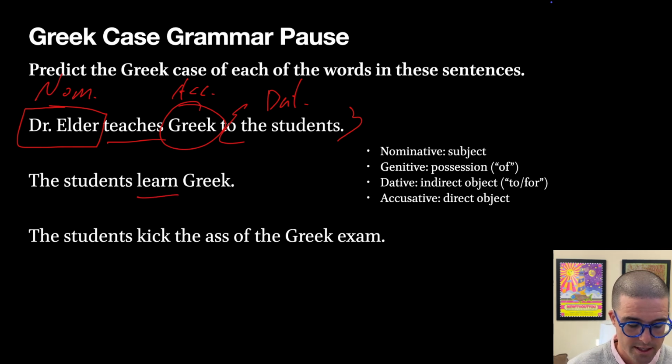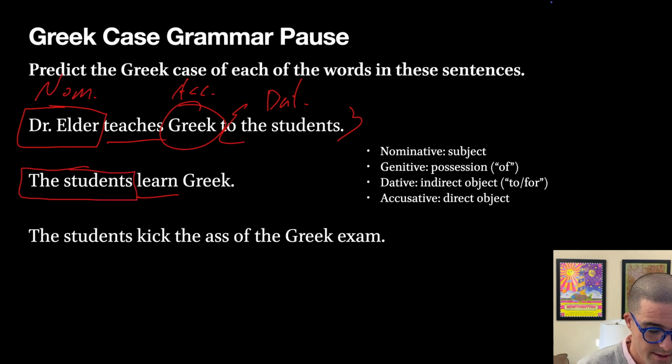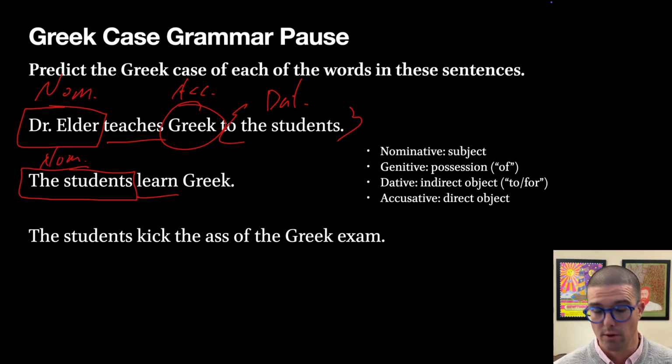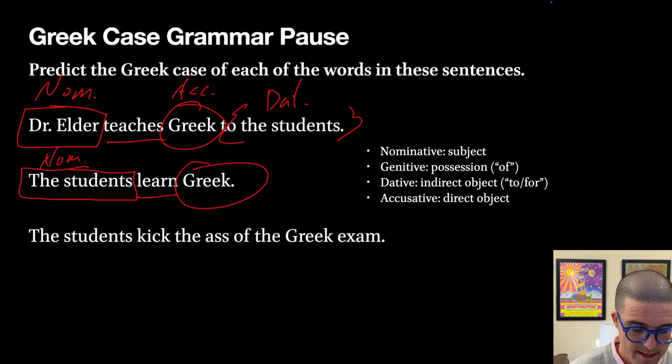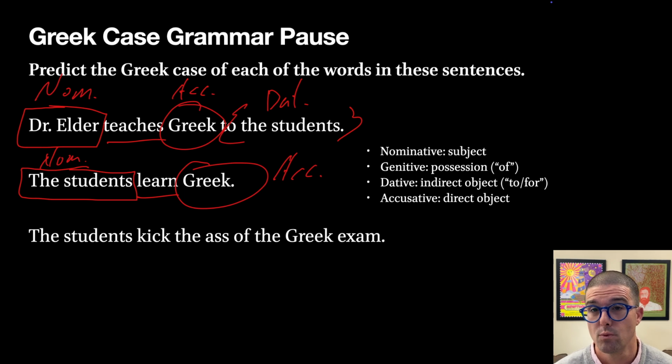Down here, "learn" is our verb. Always best to find the verb first. The students are the subject doing the learning. They're doing the action of that verb. So it's going to be in the nominative. And then Greek is what is being learned. It's the object of the verb. So it's in the accusative.